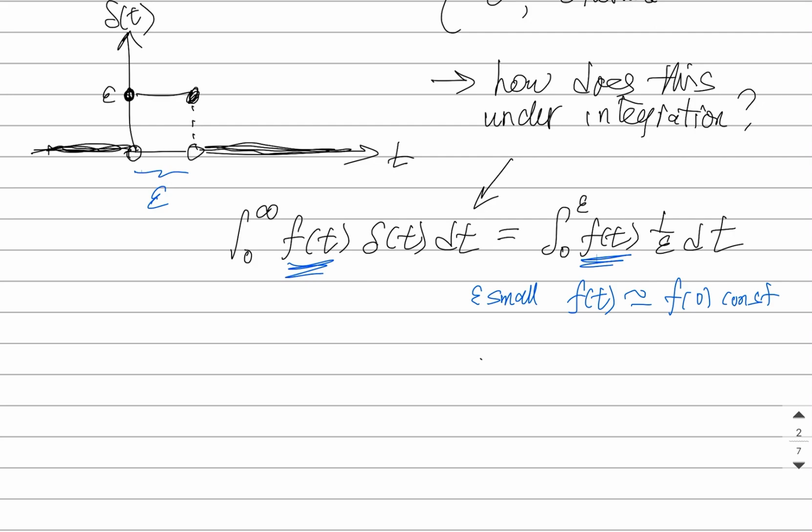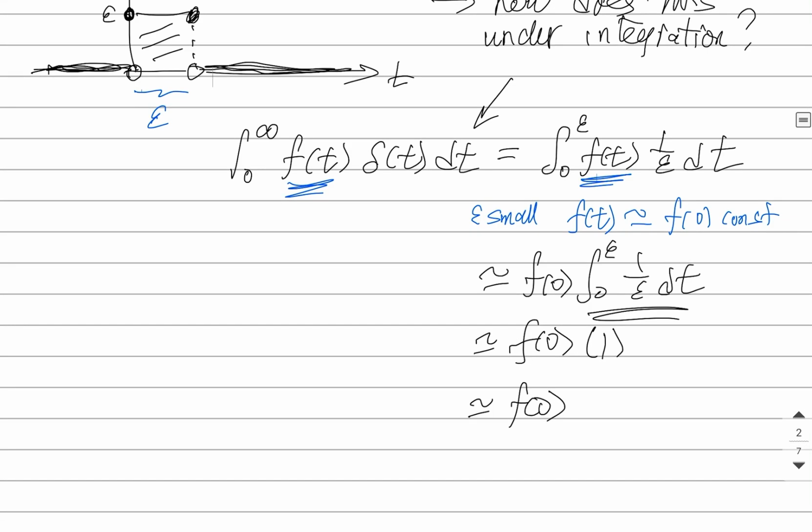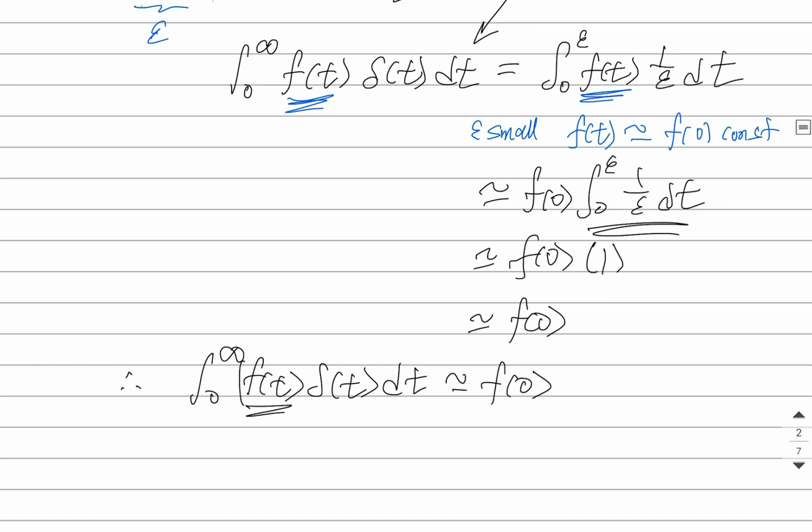I'm going to take it out of the integral. So it'll be f of 0 times the integral from 0 to epsilon of 1 over epsilon dt. This is a box, and we're essentially asking what's the area of this box underneath here? It's going to have a height of 1 over epsilon times a width of epsilon, so this is just going to be 1. And so what ends up happening is we pull out the value of the function at one point. If we were to integrate this delta against f of t from 0 to infinity, it would approximately give us the value of this function at 0.